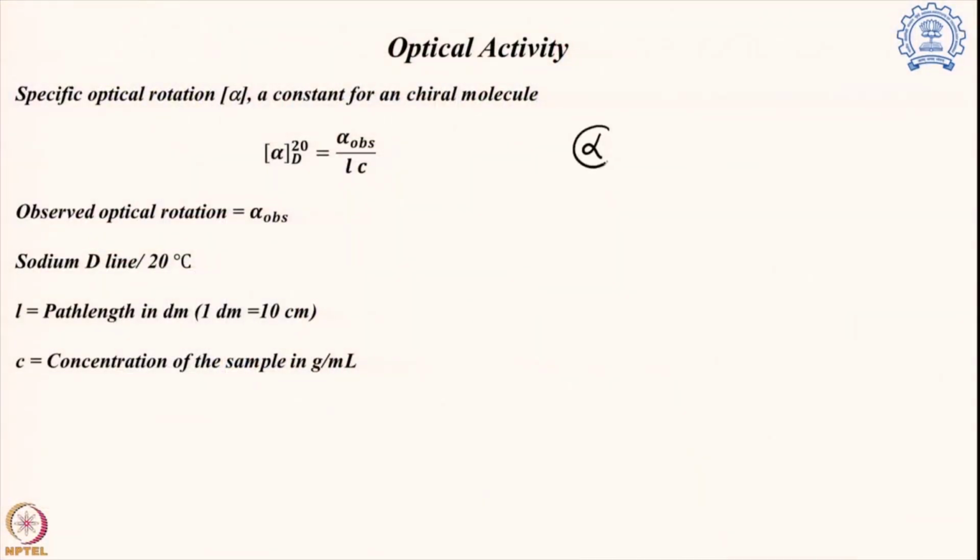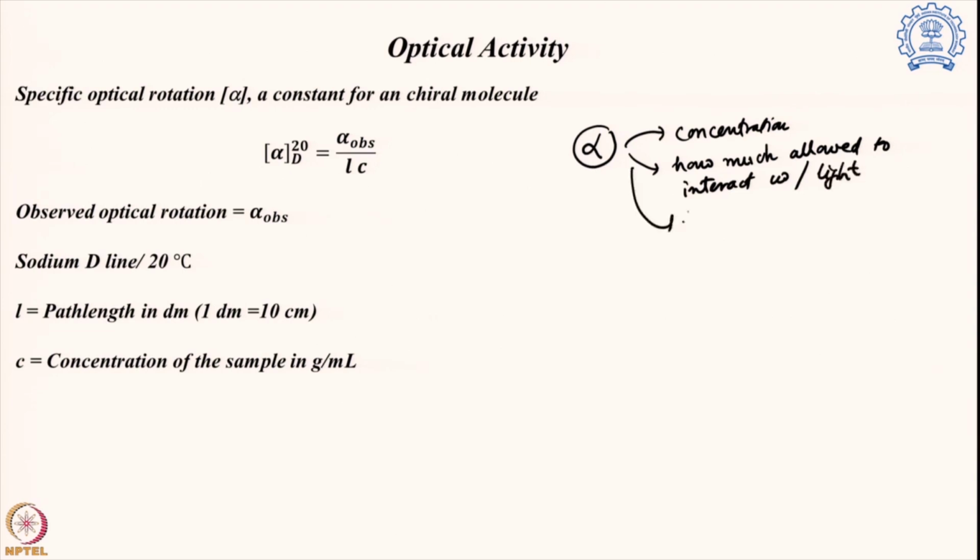Now when we talk about this optical rotation and we understand why the optical rotation is happening, now this alpha value, the optical rotation, will depend on how much concentration of the sample I have, how much sample is actually allowed to interact with the light, and the property of the light itself, because light is giving the electromagnetic field which is actually interacting.